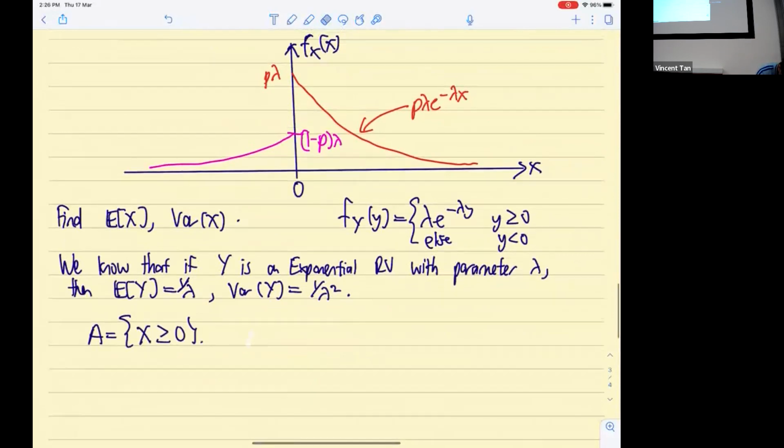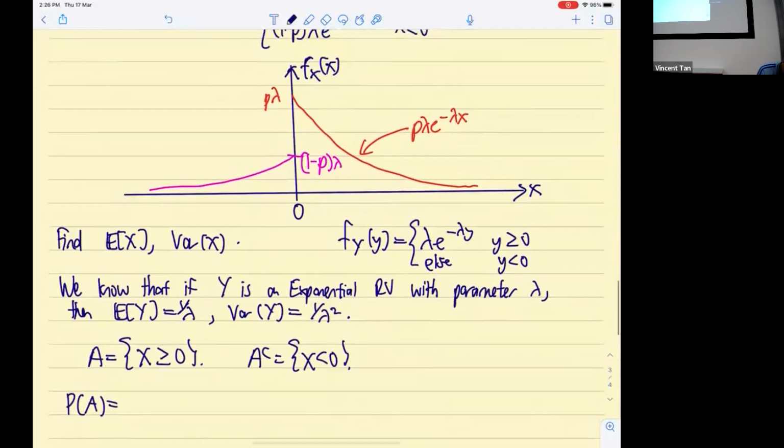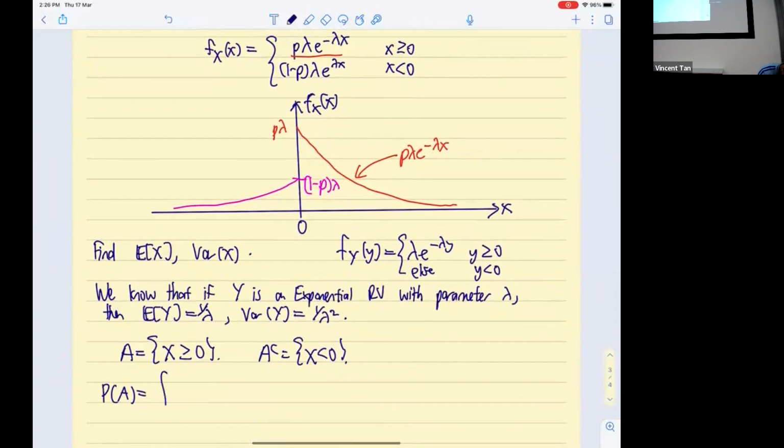Okay, then event A complement is x negative. All right, then we have to figure out what is the probability of A. What is the chance that x is positive? Well, we can just integrate over 0 to infinity because that is the region of A: p lambda e to the minus lambda x dx. But this is p times the integral from 0 to infinity of lambda e to the minus lambda x dx.